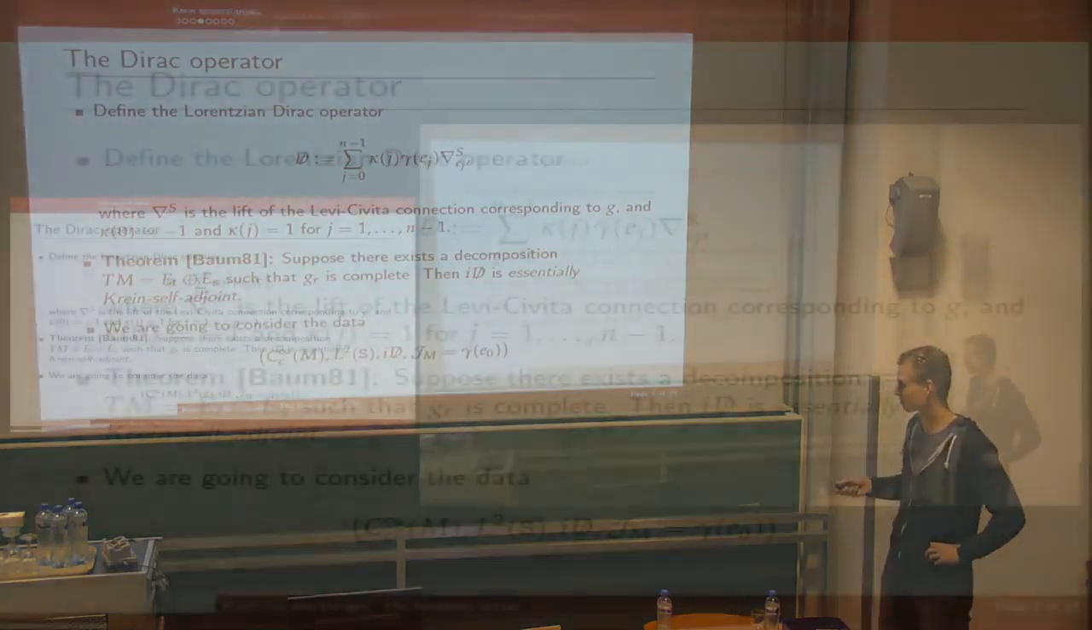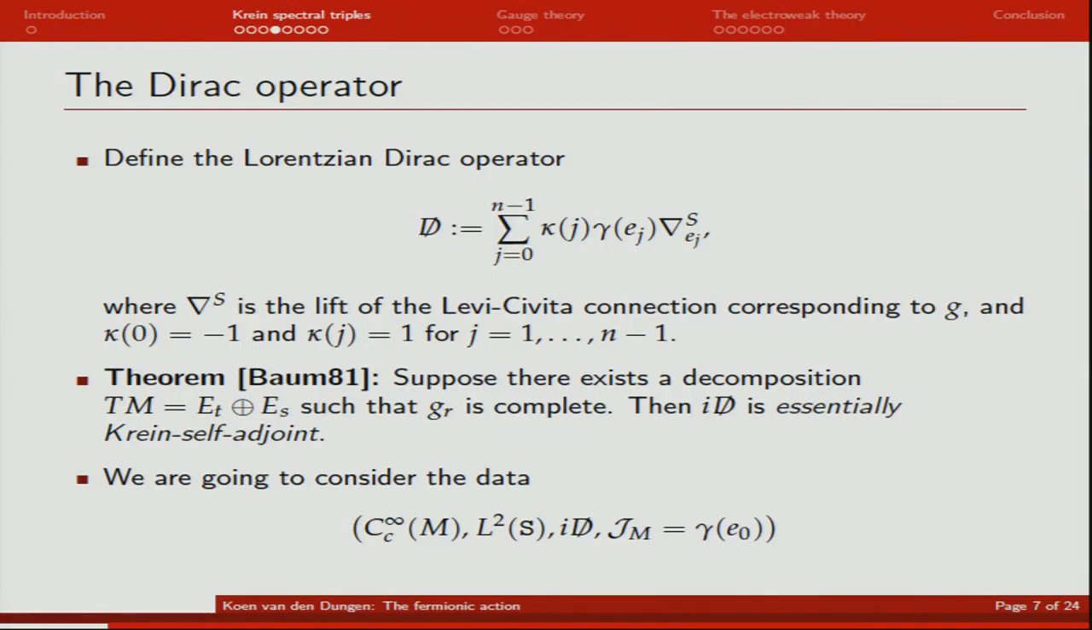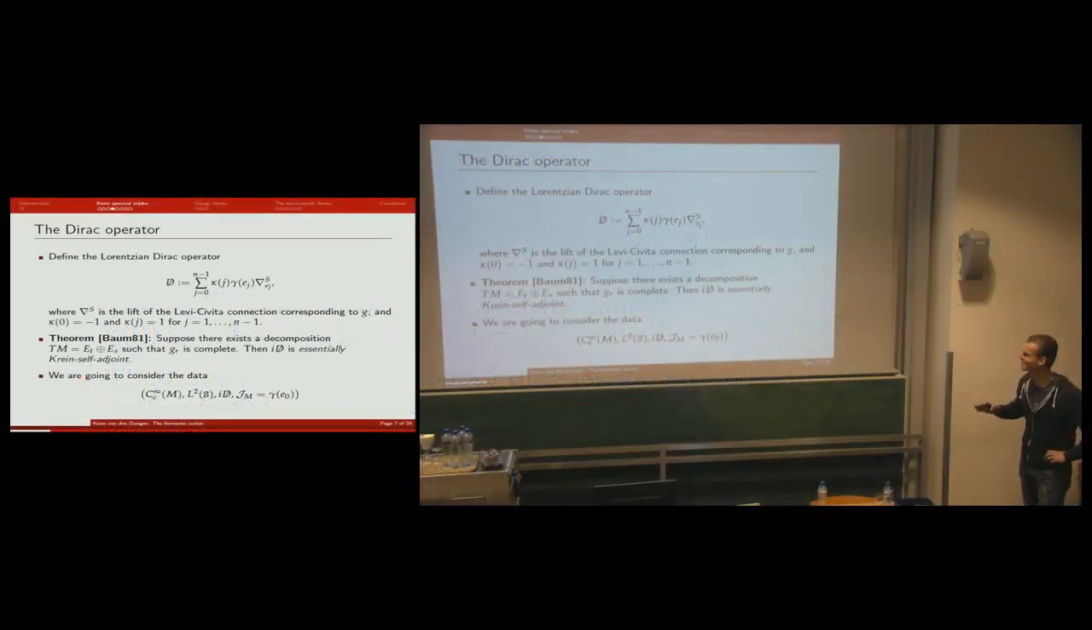All right. So the canonical data we want to consider is the usual. We take smooth compactly supported functions on the manifold. We take the spinors. Put i times the Dirac operator because we would like it to be Krein self-adjoint. And then we will now also add the fundamental symmetry to our data. Of course, this is not going to be a spectral triple because we have a Krein space instead of a Hilbert space. It's not a self-adjoint operator. So the question is, what will it be?